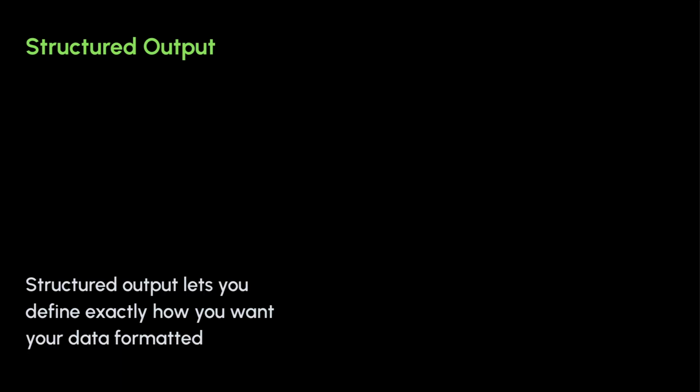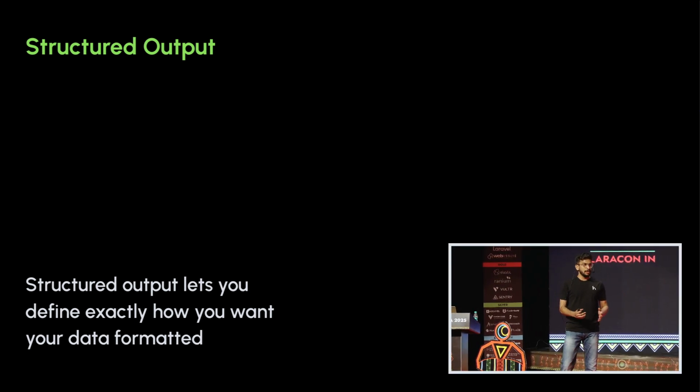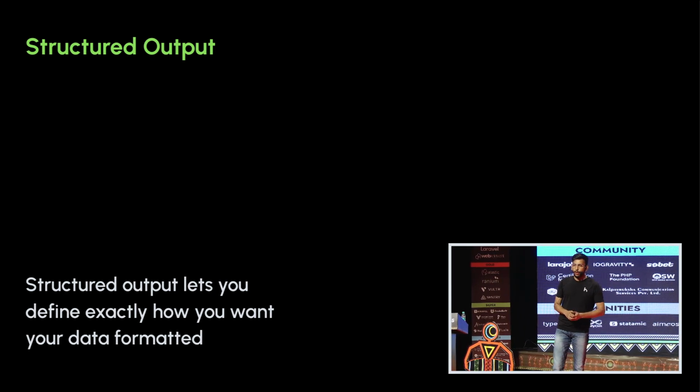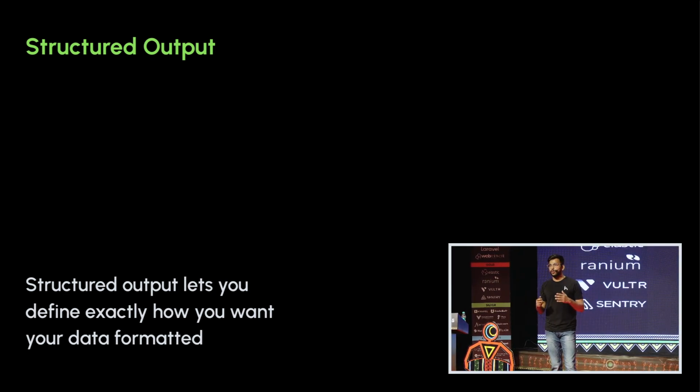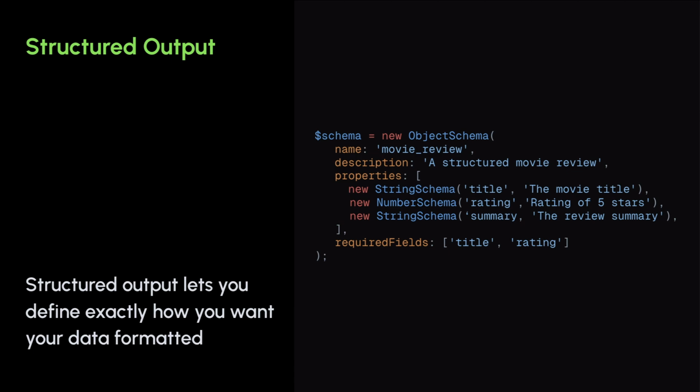Now let's look at another functionality of Prism, which is structured output. Structured output lets you define a schema for how you want the response from the LLMs to be generated. All these different LLMs have a different way to handle structured output. So Prism takes that responsibility from you, and to give you a better developer experience, it provides a very nice syntax using which you can define a schema. This is the syntax for defining a schema in Prism.